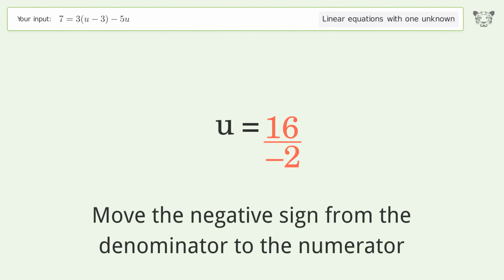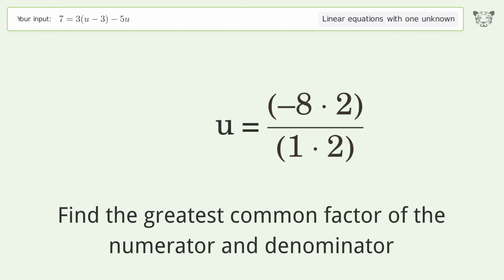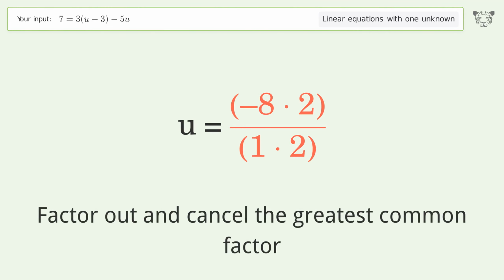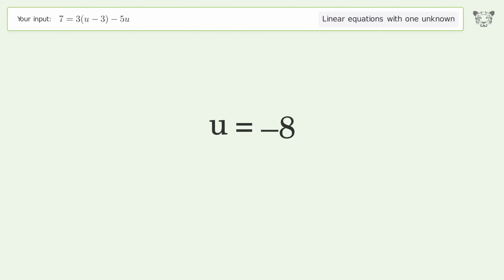Move the negative sign from the denominator to the numerator. Find the greatest common factor of the numerator and denominator. Factor out and cancel the greatest common factor. And so the final result is u equals -8.